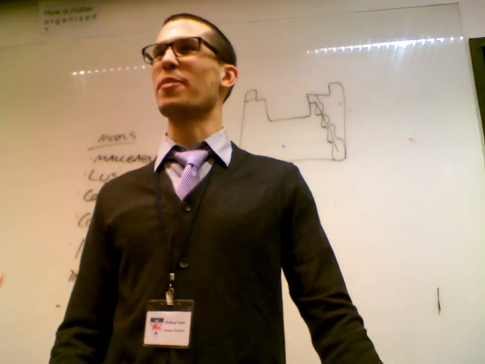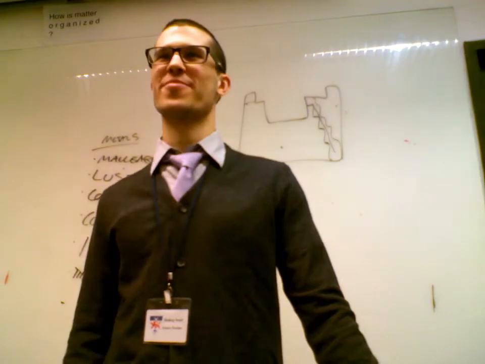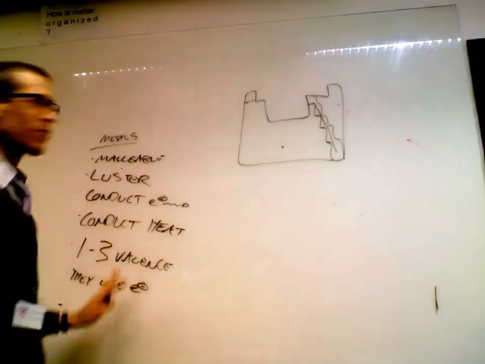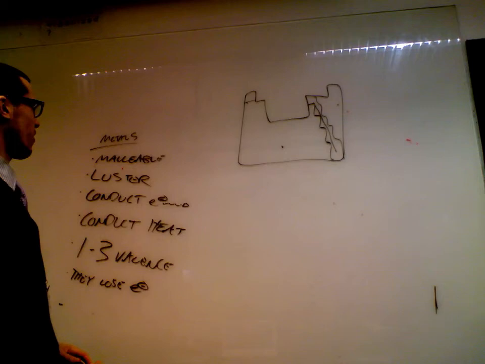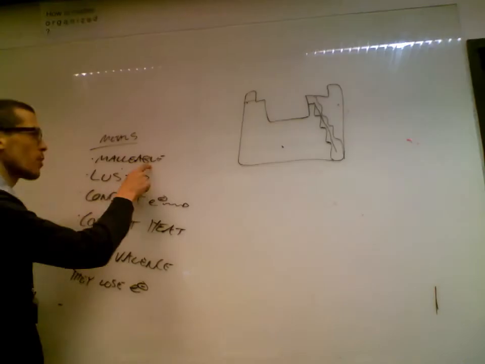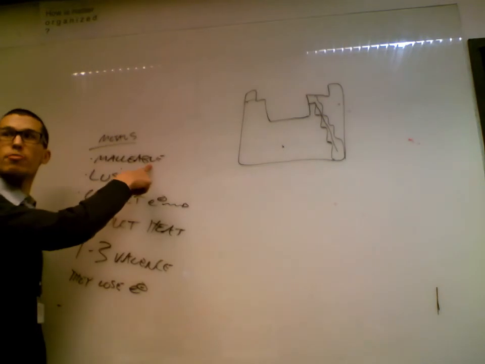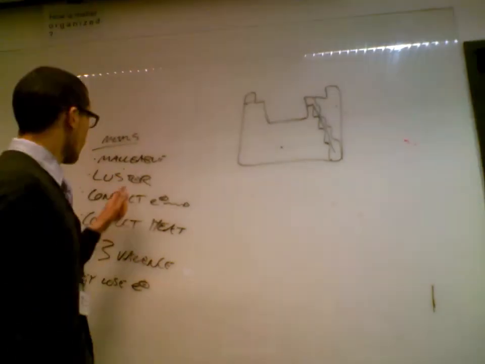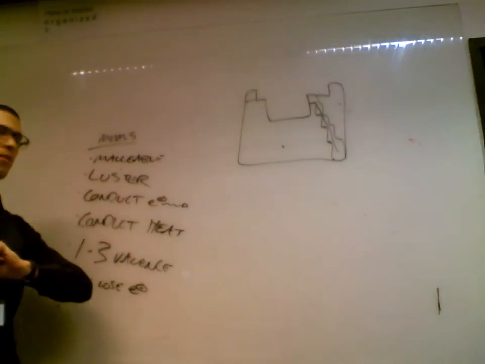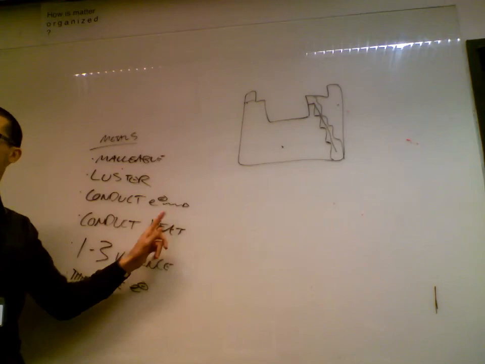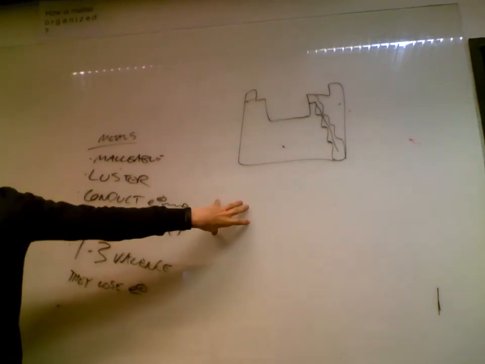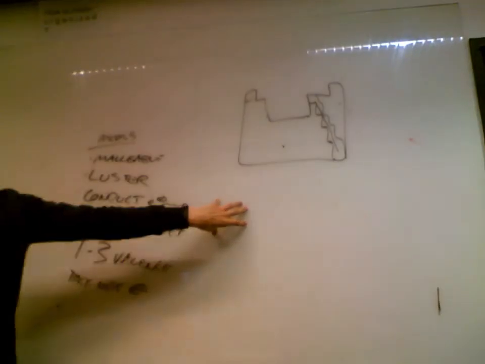It says what goes under non-metals. Oh, it's the exact opposite. So for non-metals, it would not be malleable, it would be brittle. It has 4 to 8 valence electrons. It would be dull, not lustrous. It would not conduct electricity or heat. It would be what we call an insulator. Good. Insulator.